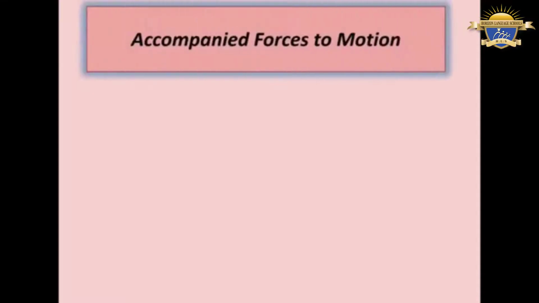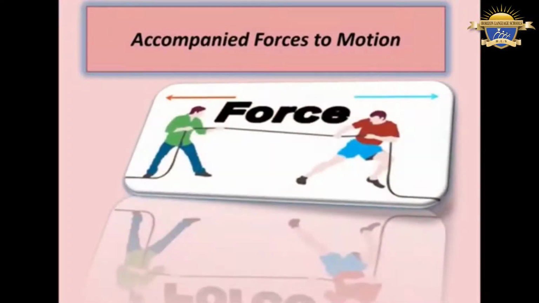Let's remember what we studied in Lesson 1, which was the force. What is the meaning of force? We said that force is an attempt to change object state from being static to motion, or vice versa, or to change the direction of motion. But in this lesson, we will talk about many accompanied forces to motion, and the following diagram will show that.